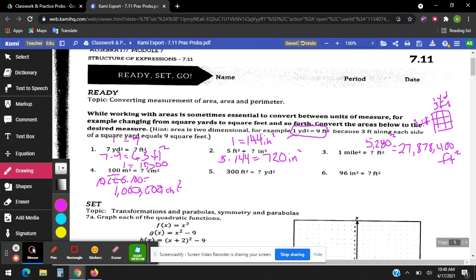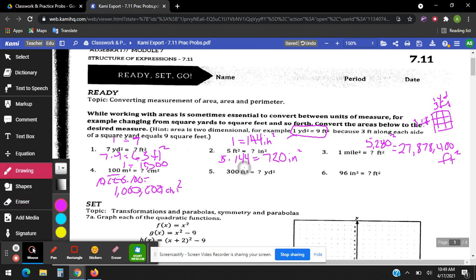Okay, here's 300 feet. Now we got to go backwards. Oh wait, no, we don't. Yeah, we do. So if we have 300 feet, well, 9 of them equal 1 yard. So then we are going backwards to 300 divided by 9. And no, this one we're still multiplying by 9, which doesn't make sense. I think they wrote those backwards. I think this is one of their typos.